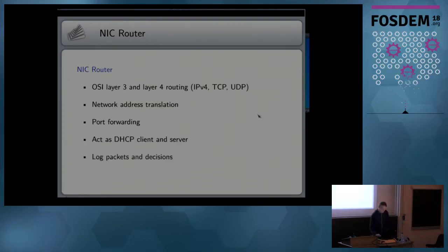Then the NIC router can also show you a quite big log of all the packets that go through it and all the decisions it makes. So you can have a really good insight into what's going on in your virtual networks and who is communicating with whom. But of course, this is also a little bit bloated. Not all the time you want to see all the packets. But it's cool for debugging.